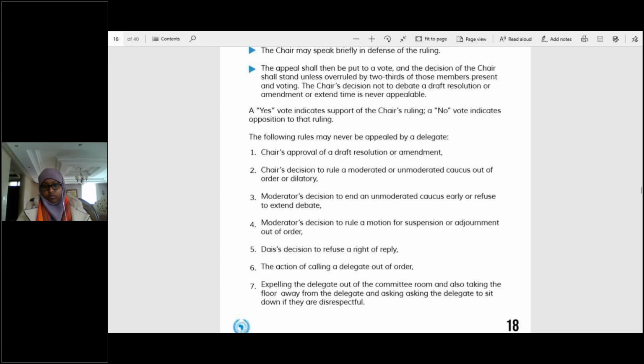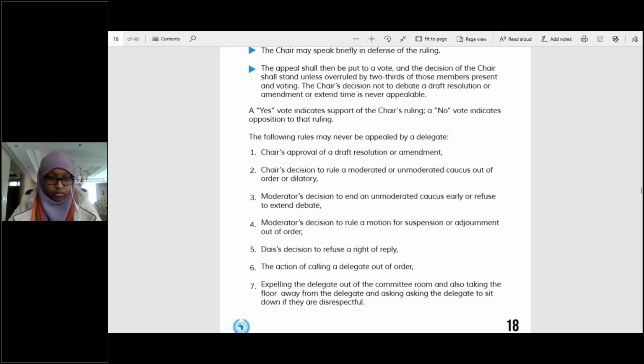I think we lost Glory, so I'll just continue from where she left off. When it comes to appeal, a yes vote indicates support of the chair's ruling, and a no vote indicates opposition to the ruling. And as Glory said, there are some rulings that may never be appealed by a delegate.